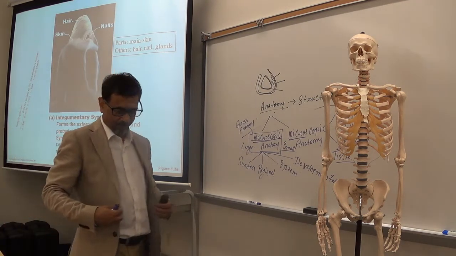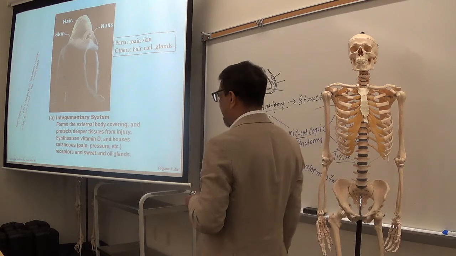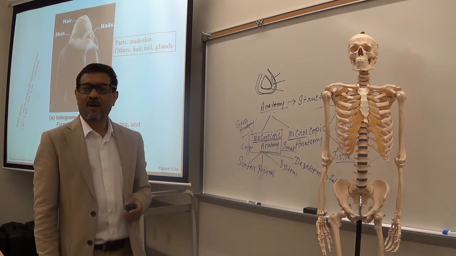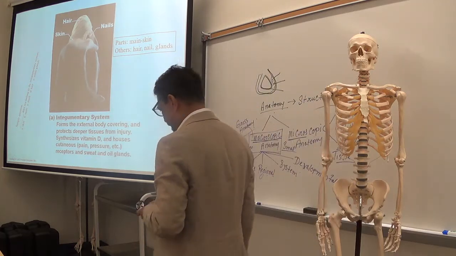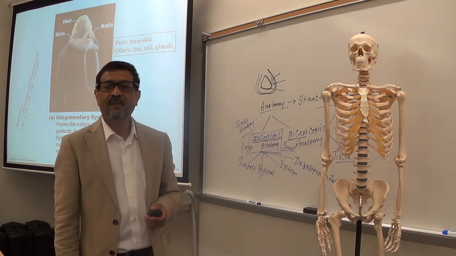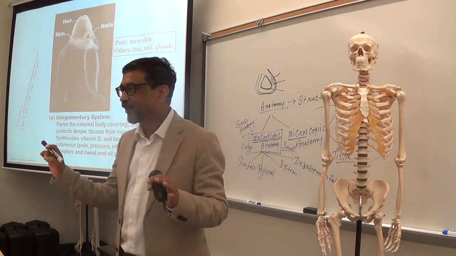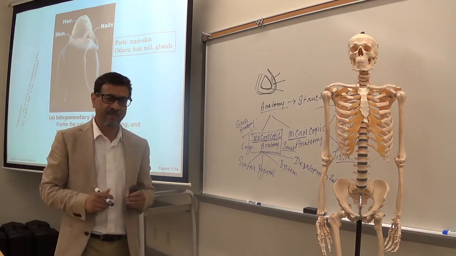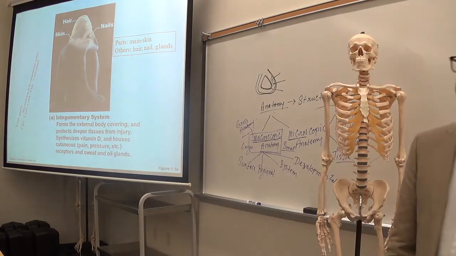So first, integumentary system. It covers the whole body. Main organ of this system is the skin, and other structures are hair, nails, and glands of the skin. Not all the glands of the body. Glands of what? The skin. Skin has some glands, sweat glands, sebaceous glands, right? So those are the organs or parts of this system.